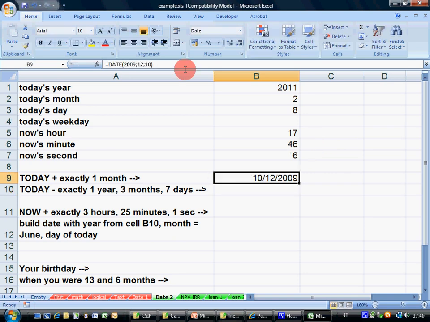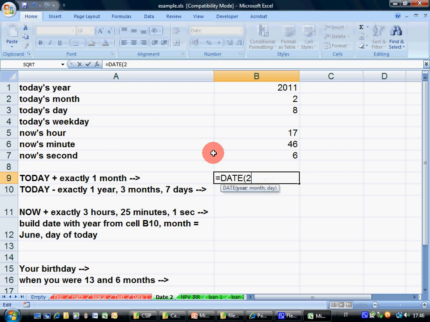Well, this function may seem really silly to you, because you can do the same simply typing 10/12/2009 and it's done. Okay? But the function is completely useful in combination with year, month, and day. So if you use it in combination with year, month, and day, you can really play with dates a lot.